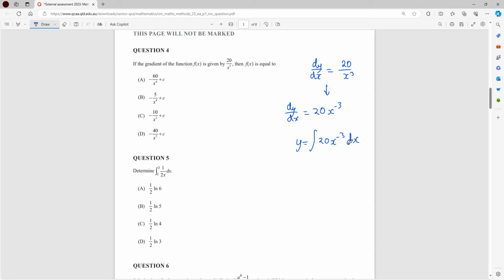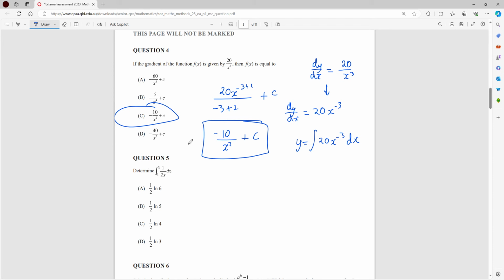Now this one is just a simple power rule. Add 1 to the power, divide by the new power, and add a constant. So it'll be 20 x to the minus 3 plus 1 divided by negative 3 plus 1, plus a constant. So effectively we're going to have negative 2 dividing 20. So it's going to give you negative 10, and then you'd have x squared on the bottom, plus c. So the correct answer we can see straight away is c. And that's about it, okay?